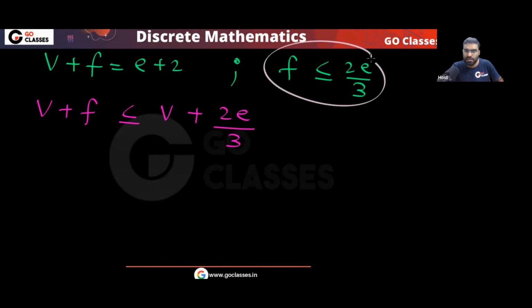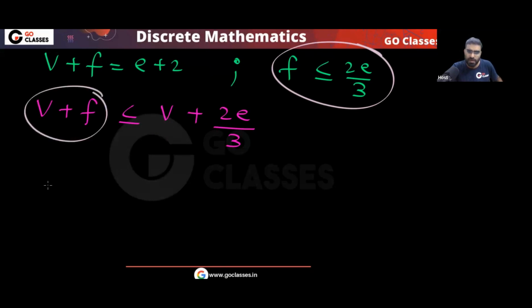Because f is less than or equal to 2e divided by 3, you can add v on both sides. So you will get v plus f is less than or equal to v plus 2e by 3. Now this v plus f is equal to e by 2 plus 2, that is less than or equal to v plus 2e by 3.